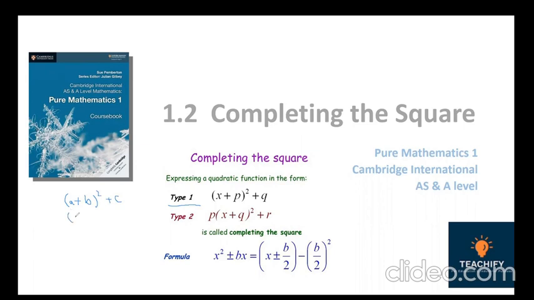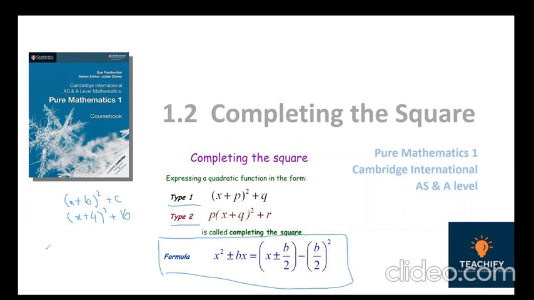In case I have x plus, for p I am replacing 4, x plus 4 whole square plus c is 16. So this is the type. In the second, p whole x plus q whole square plus r. So this is the second type, and the general formula, which is the completing square formula, is this one.